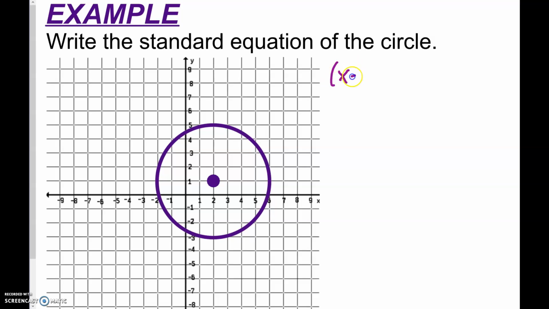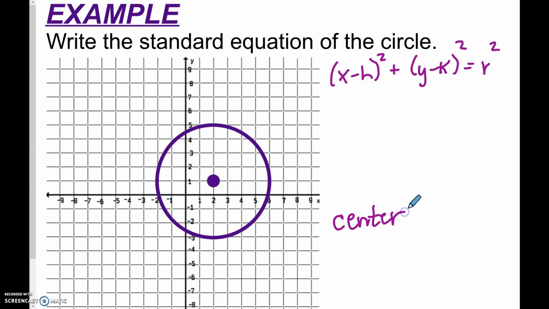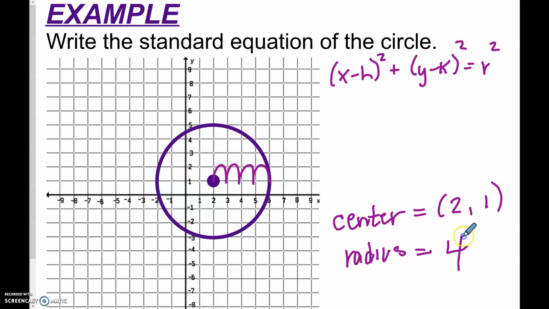Remember, it's x minus h quantity squared plus y minus k quantity squared equals the radius squared. So I really need two things: I need the center and I need the radius. Well, by looking at this graph, we can find both. The center is at what point? (2, 1). And the radius is 1, 2, 3, 4 units long.